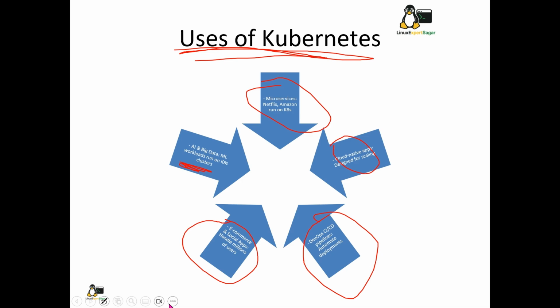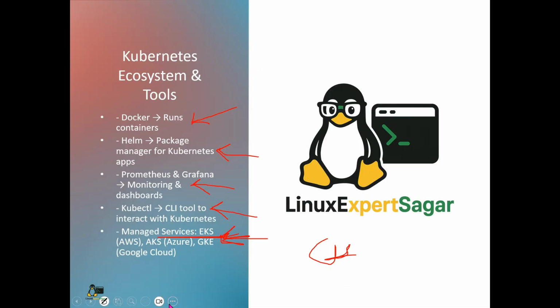Next is the ecosystem and tools. Now let's quickly look at the Kubernetes ecosystem, because Kubernetes doesn't work alone. It works with many supporting tools. First is Docker. This is the engine that actually runs the containers. Without an engine, you would not be able to drive a car or a bike. Kubernetes manages containers, but Docker creates them.